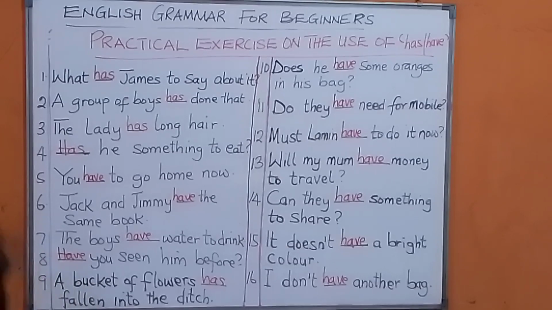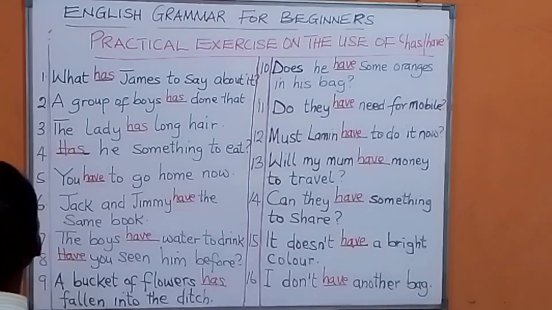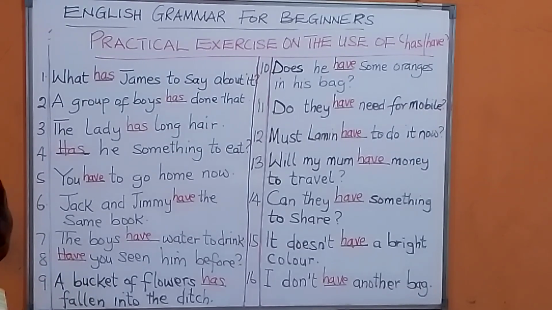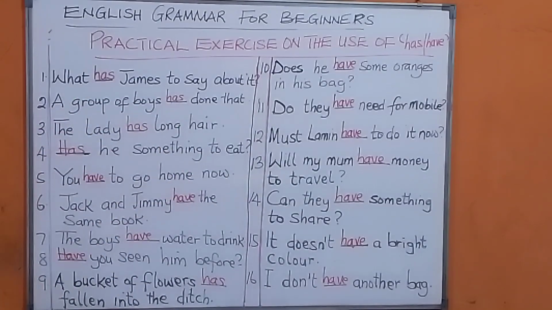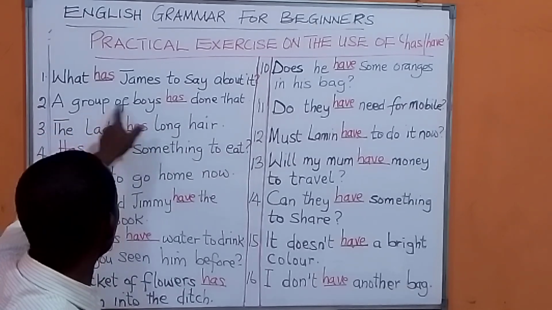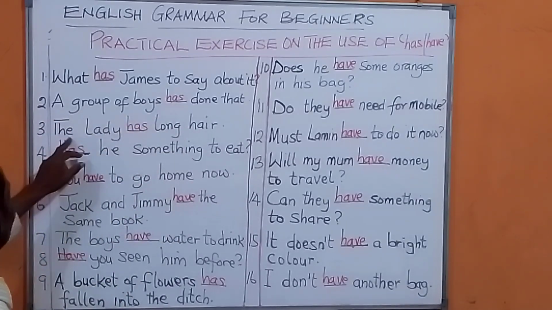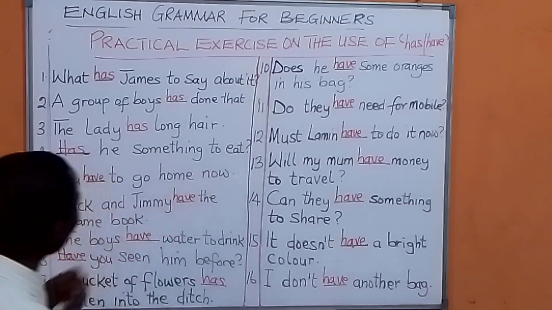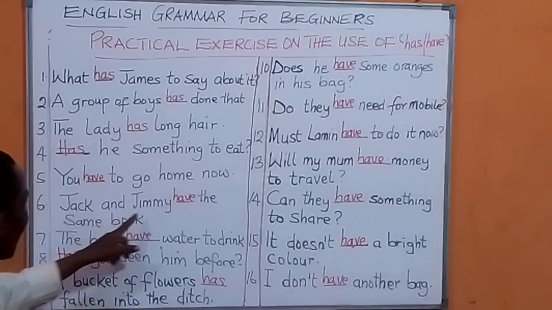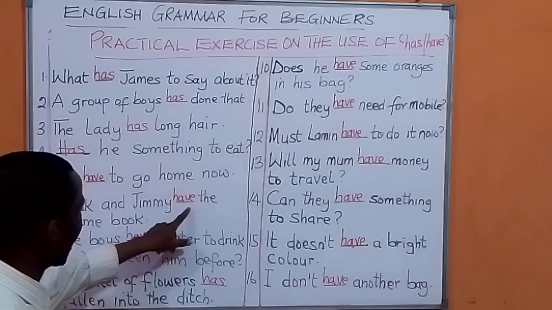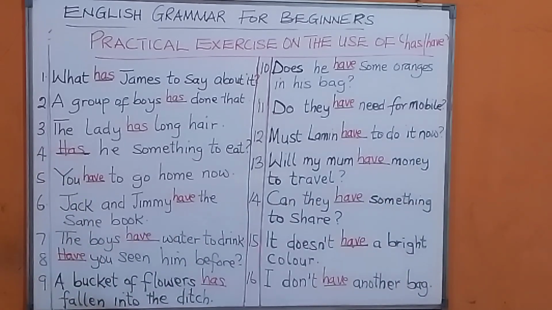Now, let's read the questions again and the sentences. What has James to say about it? A group of boys, a group has done that. The lady has long hair. Has he something to eat? You have to go home now. Jack and Jimmy have the same book.